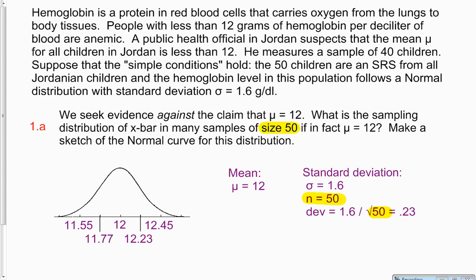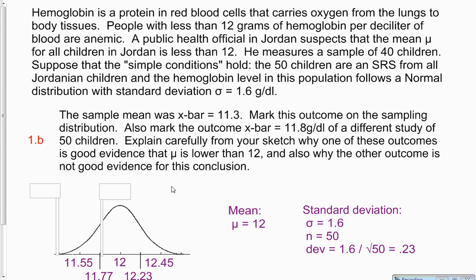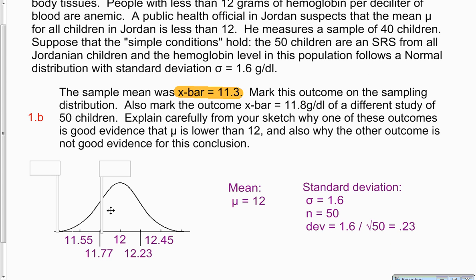Let's go on here to 1B. The sample mean was x bar equals 11.3. What they're talking about here is they measured a bunch of kids. They measured the 50 kids, and they got 11.3. Mark this outcome on the sampling distribution. Well, we have our normal graph that we just drew from 1A, and so we need to find 11.3 on here.